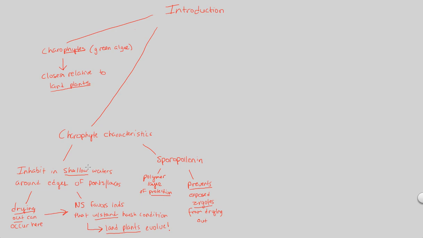Even the youngest of charophytes, the single zygote of a charophyte, has the ability to prevent itself from drying out. That clearly shows that land plants will evolve from this origin, this protist green algae origin.